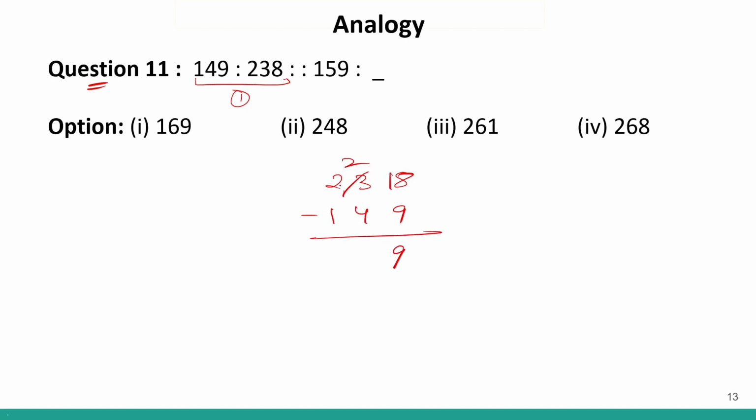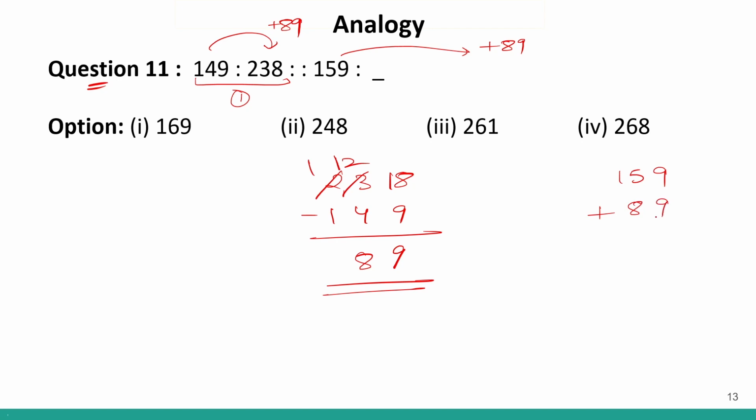So 9, then this will be 1, this will be 12. So 8 and 9. So 89 is the difference. Basically, we have added 89 to get the next number. Let us check with this logic also. Adding 89. So in 159, if I add 89, this will be 18, this will be 9 plus 5, which is 14, and this will be 248. So if I use this logic, I am getting 248 as the answer. Do we have an option with 248? Yes. Option number 2 will be the correct answer to this question.